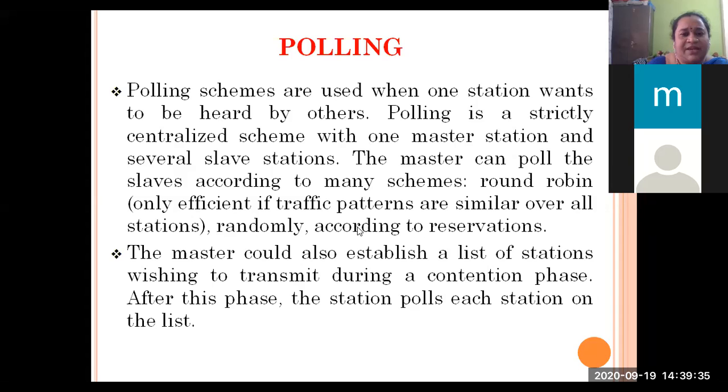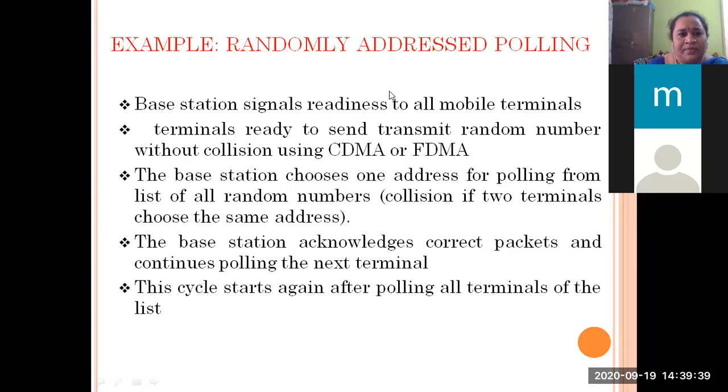This is one of the schemes again. So what happens in this particular polling procedure is that the base station is going to signal the status every time to the satellite regarding the mobile terminals. The base station is going to acknowledge the particular status of the mobile stations every time to the satellite station, which is going to use either CDMA or FDMA.